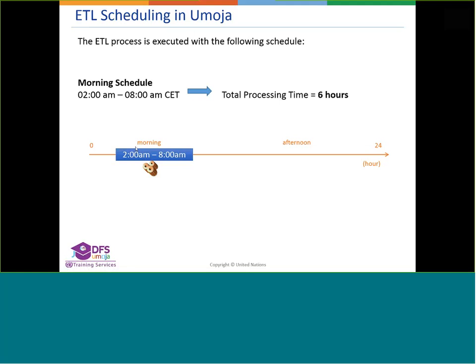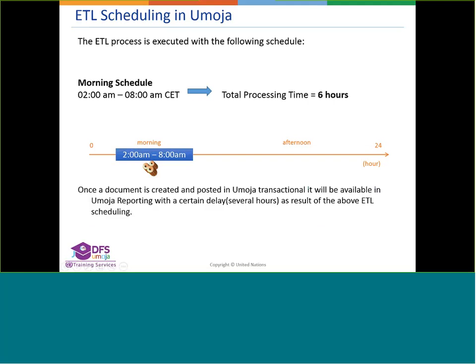So in this slide, what we can see is that the processing time is 6 hours, Brindisi or Valencia time, Central European time, from 2 a.m. to 8 a.m. The system refreshes and creates all the ETL processes, and around 8 a.m. every day, the data is available and updated for us in order to use the reports.